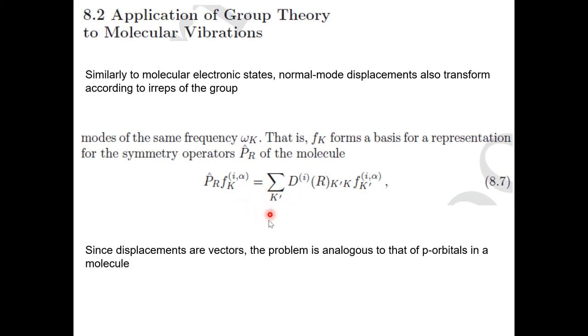But notice that displacements are vectors, so they transform like vectors. You have to imagine each displacement on each atom transforming like a vector, having the properties of a vector. And this is completely analogous to the p orbital problem in molecules that we have discussed in the previous chapter. So it's going to be very similar here.